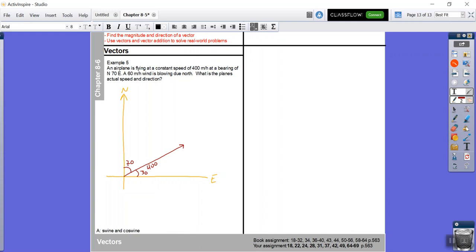And we're adding to this a wind that is going due north at 60 miles an hour, which means our resulting vector, using the tip-to-tail method, is right here. It's the sum of these two vectors. So now I need to find this magnitude as well as the angle that we have there. Now, to do this, it's going to require some rules of trig.